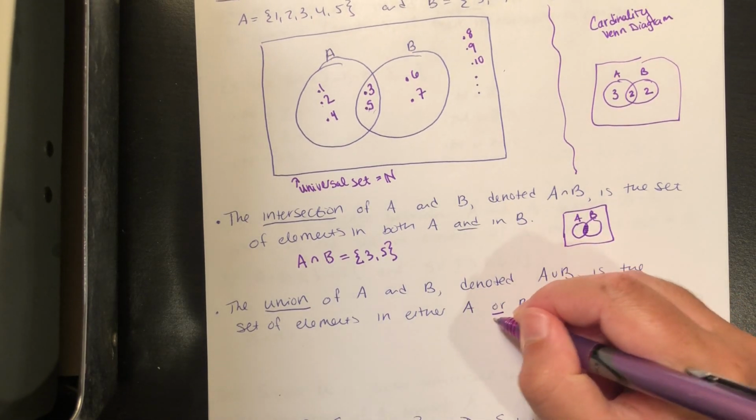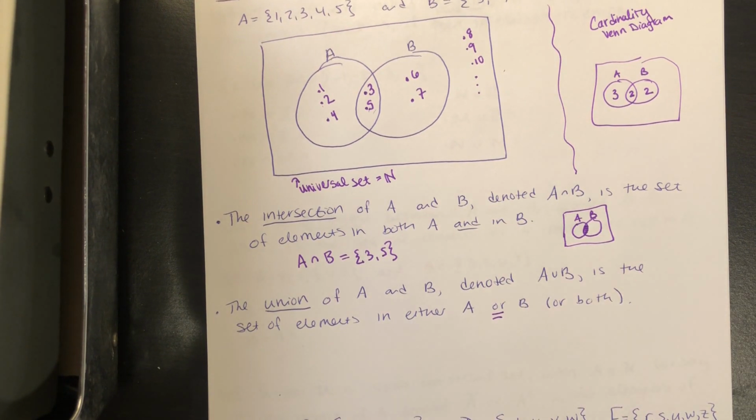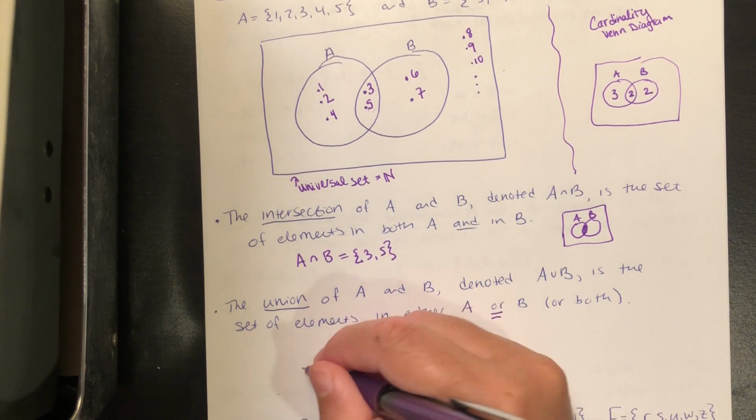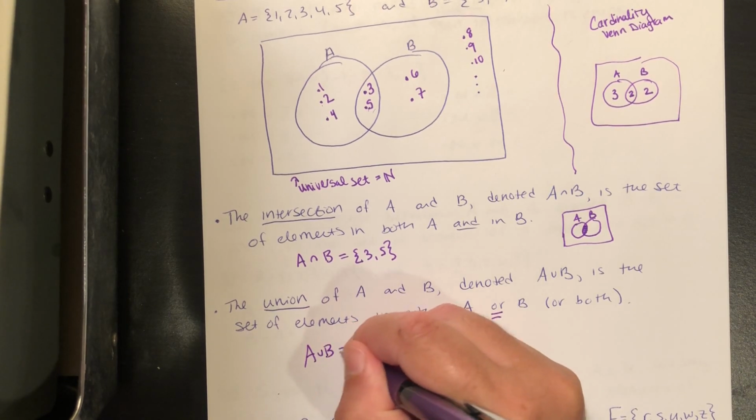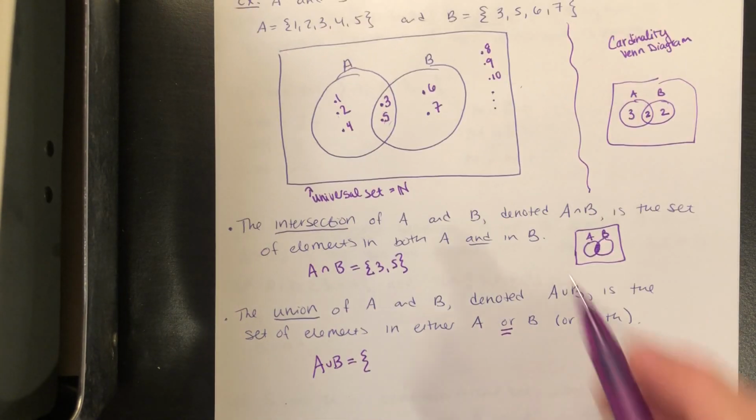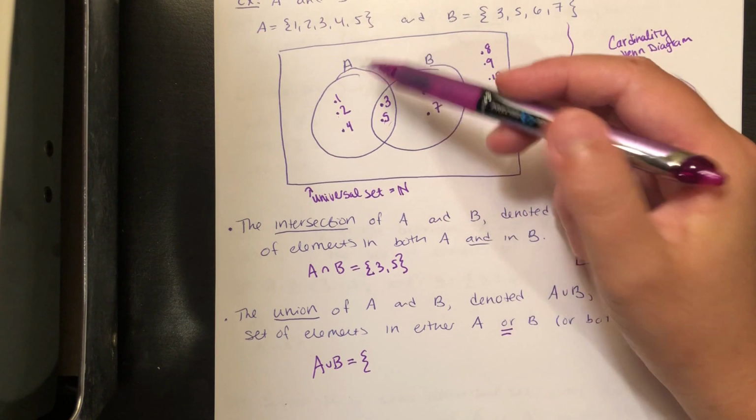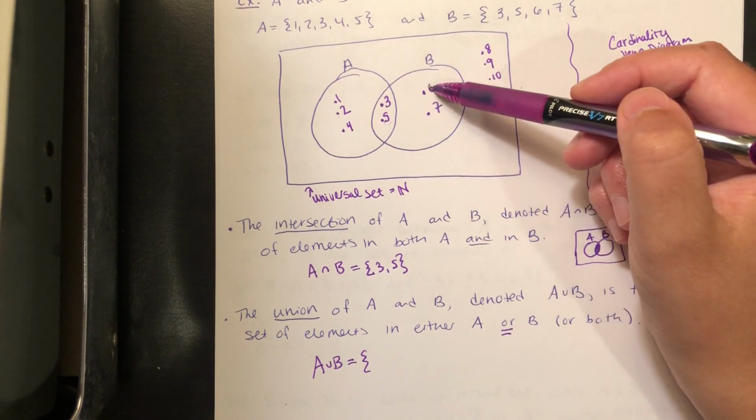In math, an or isn't necessarily going to be an exclusive or. It's not saying A or B but not both. It's saying it could be both as well. It's an inclusive or. And so for us, A union B is going to be anything that's in either one of these circles. So 1, 2, 4, 3, 5, 6, and 7.